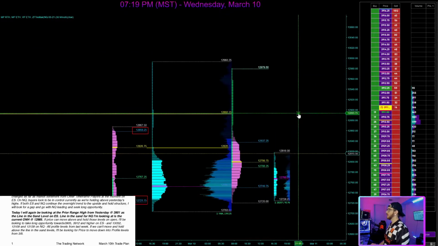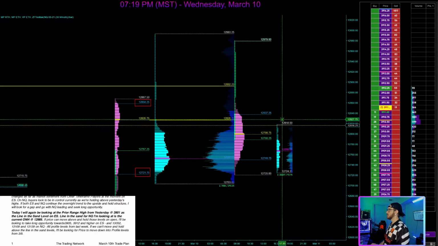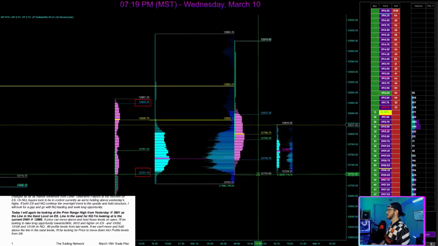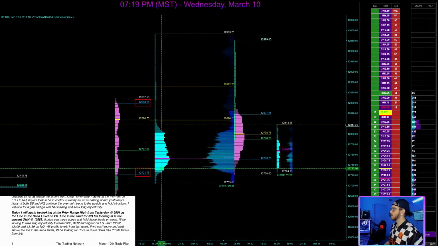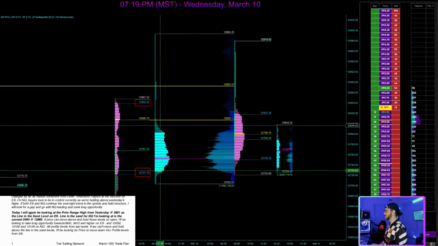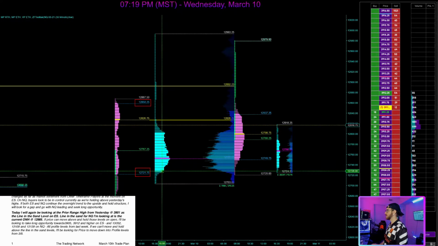So we opened way up here, we got sold off, moved down to the value area low. You can see that today's low was right within 1 point on NQ of the value area low from yesterday. Right? So that is a very interesting level, and you can see the value area low from the overnight session, where this profile starts to get darker, shaded. That's the value area low from the overnight. So this is a very important level here.